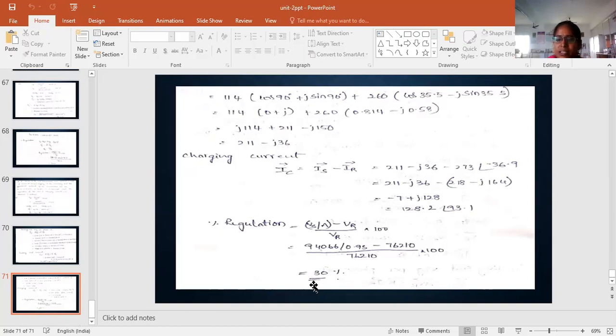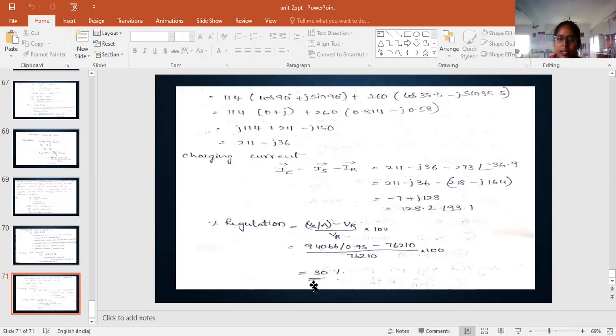In the medium transmission line there are three methods. The first one is the end condenser method, the second one is the nominal T method, and the third one is the nominal pi method. These three methods are used in the medium transmission line calculations, and the third category is finally the long transmission lines. In the long transmission lines we can calculate by using the rigorous method. That method we can see in the next class for the performance of long transmission lines.